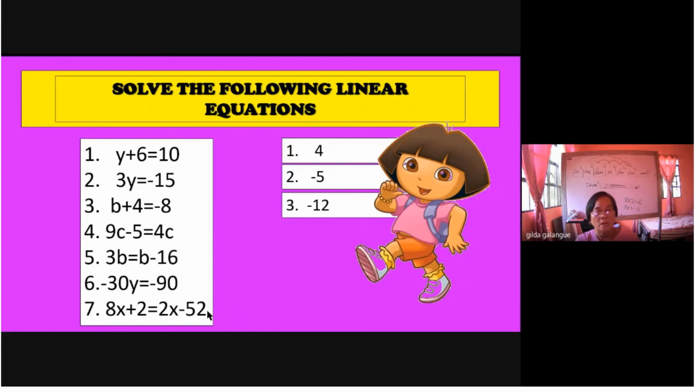Now we have, all right, it will become 5c is 5. So what is the value of c? The value of c is 1. We are in the next number. We are in problem number 5. We have 2b equals negative 16. If 2b equals negative 16, what is b?